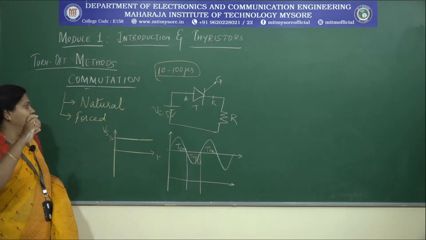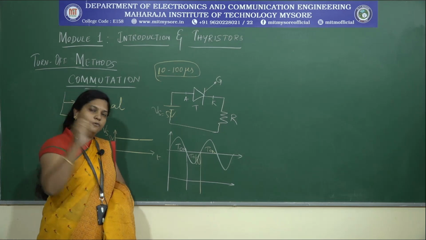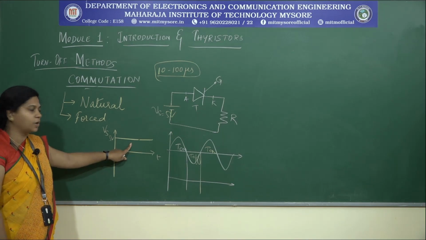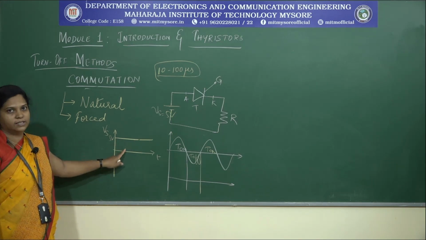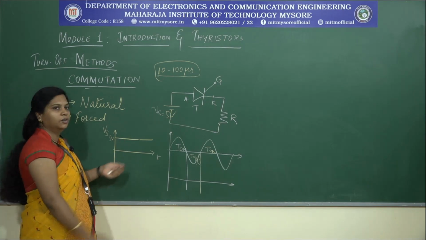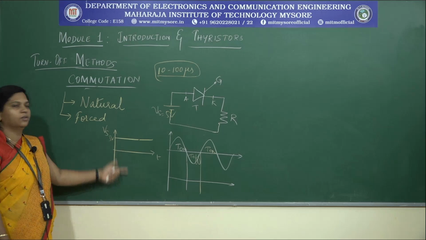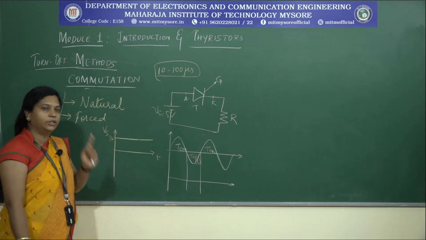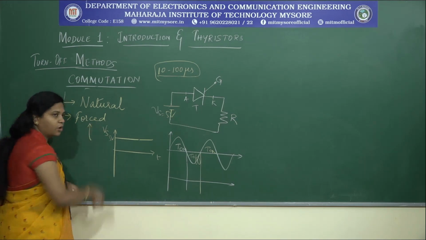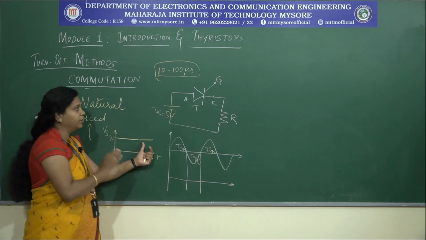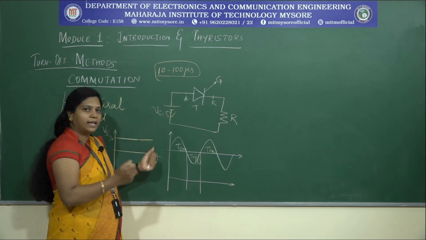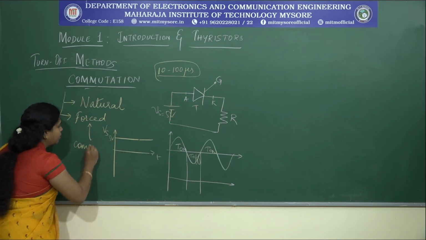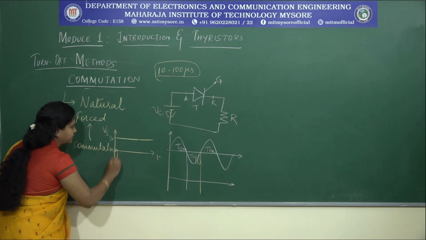You are using an external circuit to forcefully turn off the device. It is used in the DC chopper circuit and in inverter circuits. You have to use an external circuit that is going to help in turning off the thyristor. The circuit elements that you are going to use in forced commutation, with the help of which you forcefully turn off the thyristor, are also known as commutating components.